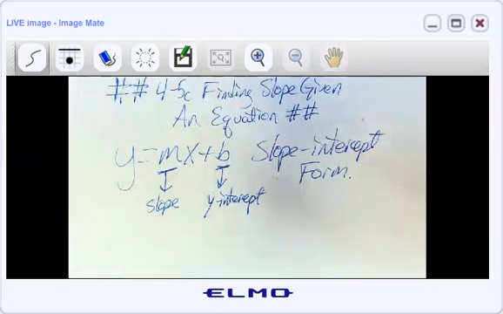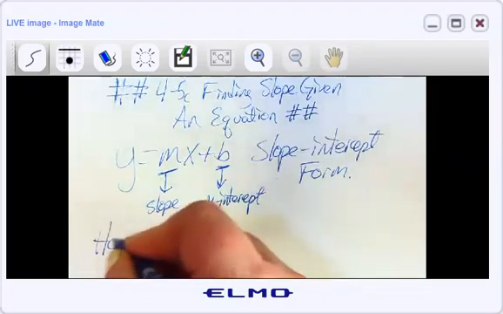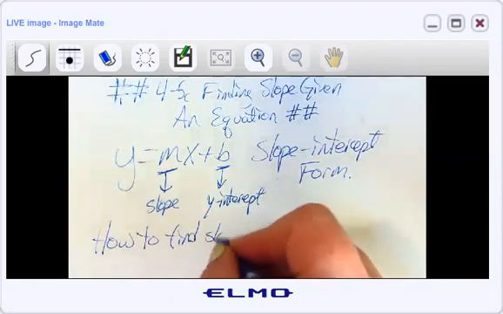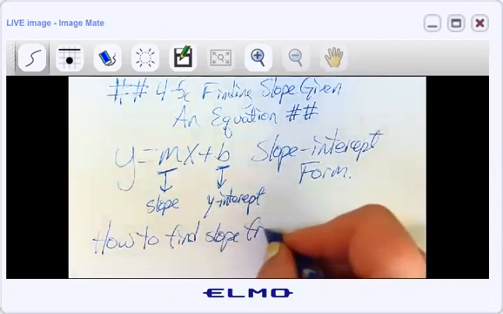Things get a little bit trickier when it's not written in this form, though. So that's kind of what we're going to look at today. We'll start off easy, and then we'll add on layers and layers as we go. I'm going to give you your overall instructions, how to do it, and then we'll just practice all the different types. So, how to find slope from an equation.